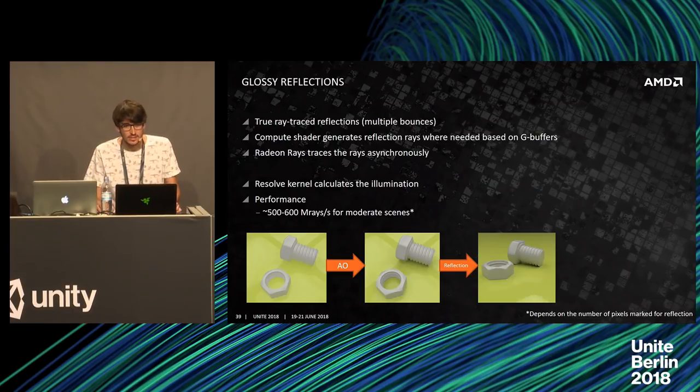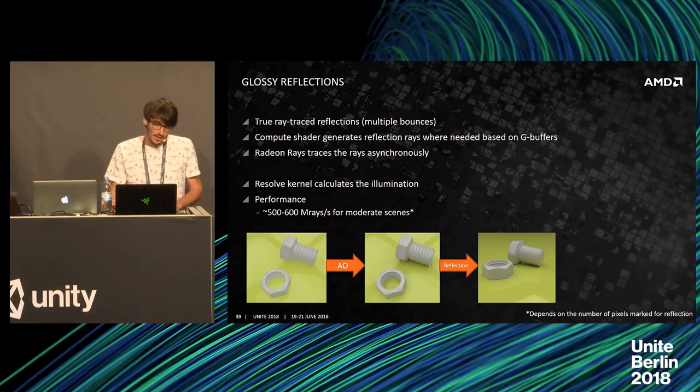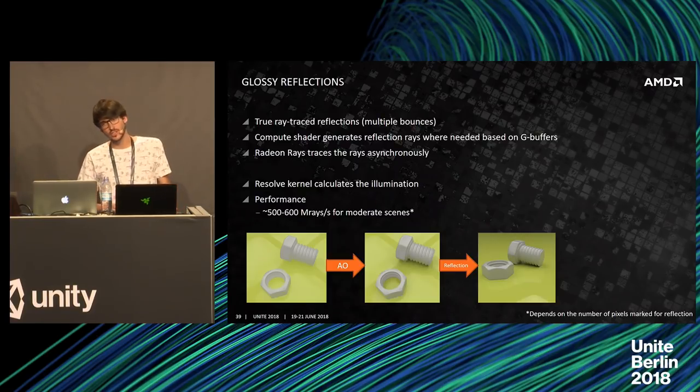The second effect we added is glossy reflections. Again, these are true ray-traced reflections, so they don't suffer from the problems of screen space techniques such as screen space reflections, where if your ray leaves the screen, all of a sudden you don't have any data for your reflections. We can also have multiple bounces. The way it works is we dispatch a compute shader over the G-buffers, determine which pixel needs reflection rays, accumulate them into a batch, and send the batch over to Radeon Rays for asynchronous ray tracing. At the end, we have a resolve kernel that will calculate the illumination from the intersection data.